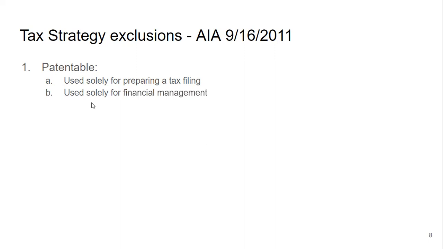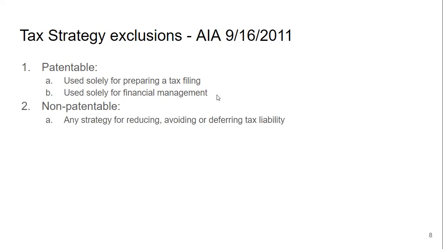Then the tax strategy exclusions. Honestly, I think this is a very interesting aspect that was brought around by the AIA on 9/16/2011. What is patentable related to taxes is something used solely for preparing a tax filing. This is an exception to the tax strategy exclusion, as is something used solely for financial management. However, what is not patentable is any strategy for reducing, avoiding, or deferring tax liability. Anything where you would be reducing the tax burden on yourself would not be patentable, and it cannot be related to any tax strategy.